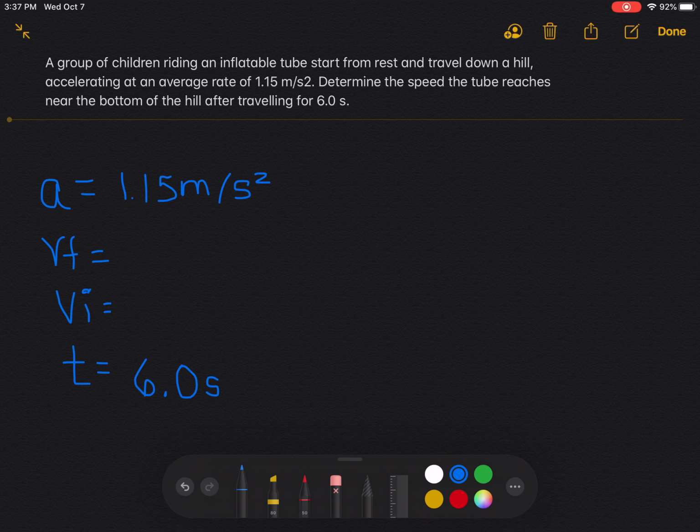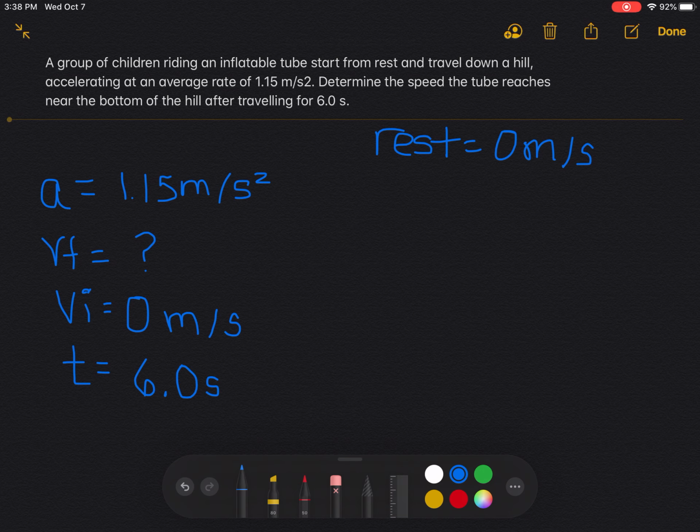Our VF and our VI. So at the very first of this question, it says a group of children riding on an inflatable tube start from rest. Remember in the last question that rest means 0. So whenever you're at rest, that means you're not moving. So our initial would be 0 meters per second. All right, so that means that our VF is what we're missing. That's the piece we want to find out.